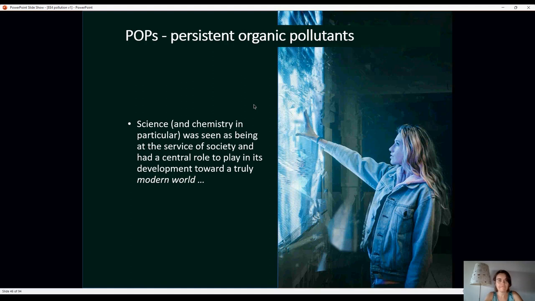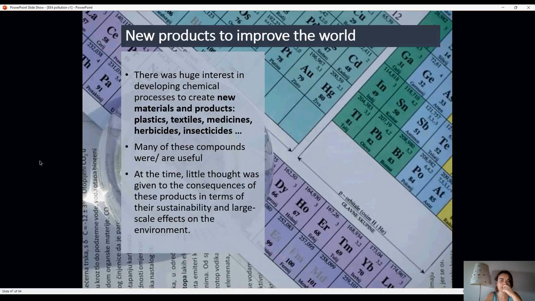But thinking about this, we have this idea of being able to make materials, being able to make things which are an improvement, which have better properties, better qualities, and which make our lives easier, which make our lives better, improve our condition. But this is where I have to introduce these guys, the persistent organic pollutants, and the POPs are intimately linked with this idea of industrial and economic development.